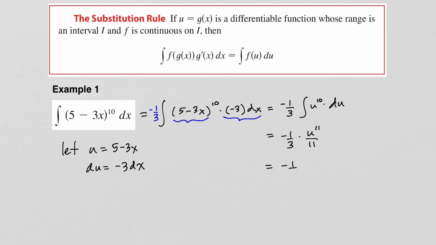And so now we have negative 1 over 33 times u to the 11, but u is 5 minus 3x. So I'm going to substitute that back in, and then make sure you add your arbitrary constant.